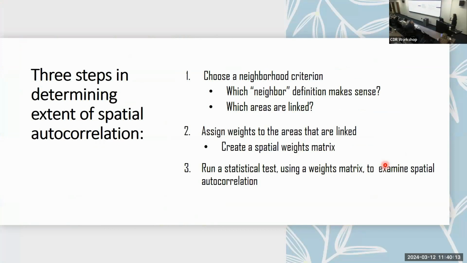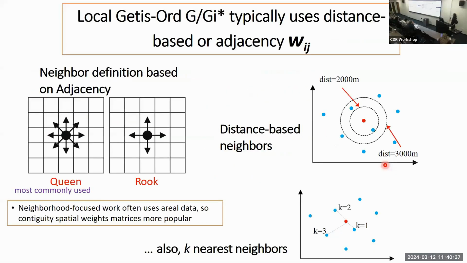The three steps to doing this include, first, choosing our neighborhood criterion. What neighborhood definition makes sense? Which areas are linked? Then when we have our definition for neighbors, we construct a spatial weights matrix accordingly, and then we just run our test. Most commonly, the global Getis-Ord G-star. The G is the G statistic, and the star is the little sibling of the G statistic. I'll show you in a second how they're related.